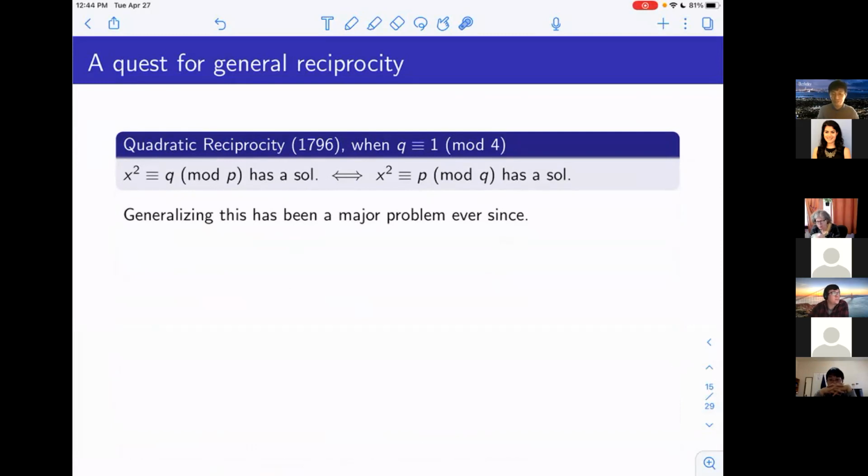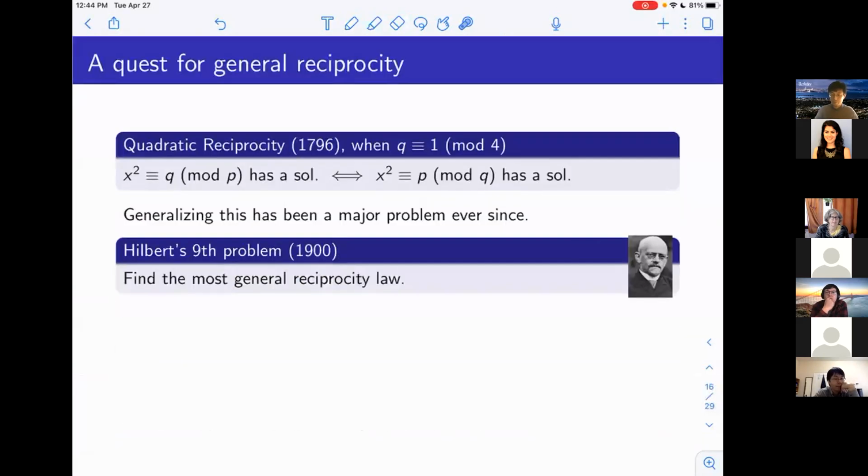So that has taken up many mathematicians in the 19th century. And one obvious direction of generalization is to go from a quadratic equation or square root to a cubic root, fourth root, etc. And people did investigate that, but somehow people weren't satisfied enough. So even in 1900, we didn't have enough understanding. So Hilbert suggested this as one of his famous 23 problems. And simply put, the question is to find the most general reciprocity law.